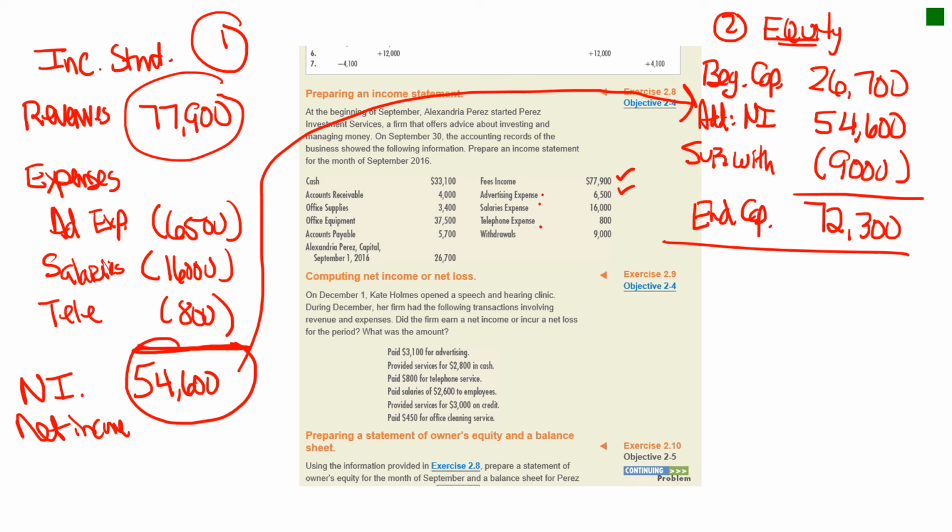So number 1, income statement. Net income gets added to equity. And by the way, if it was a net loss, you would be subtracting it. But in this case, it was a profit. So net income gets added. And then we come up with a new equity balance using this equation.